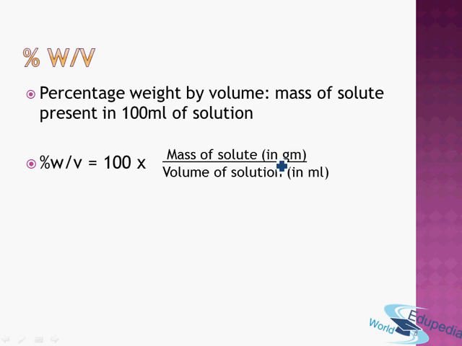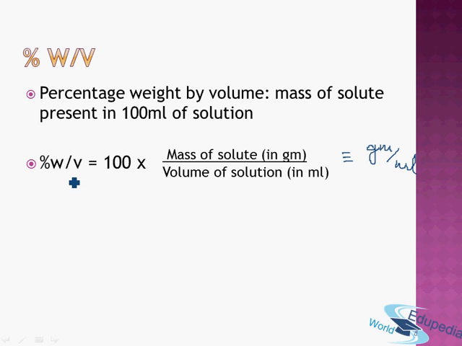Now this time you have to ensure that mass is always in gram. You cannot use kilogram, pounds, milligram, or any other unit of mass. Similarly, you have to ensure that volume is always in milliliter. You cannot use meter cube or liter, but you can use centimeter cube because 1 ml is equal to 1 centimeter cube. This also implies that this won't be unitless. The unit of percentage weight by volume will be gram per ml. This concentration unit is not dimensionless, it is gram per ml.